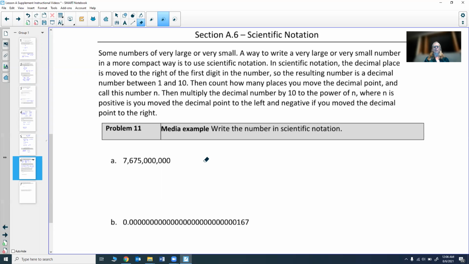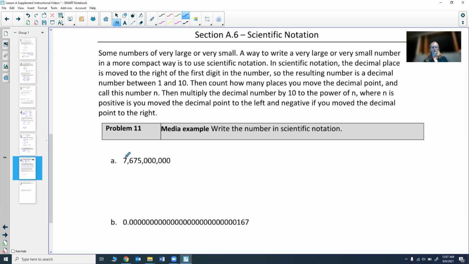Then you count how many places you move the decimal point, and let's call this n. Then multiply the decimal number by 10 to the power of n, where n is positive if you move the decimal place to the left and negative if you moved it to the right. So as an example, let's write these numbers in scientific notation.